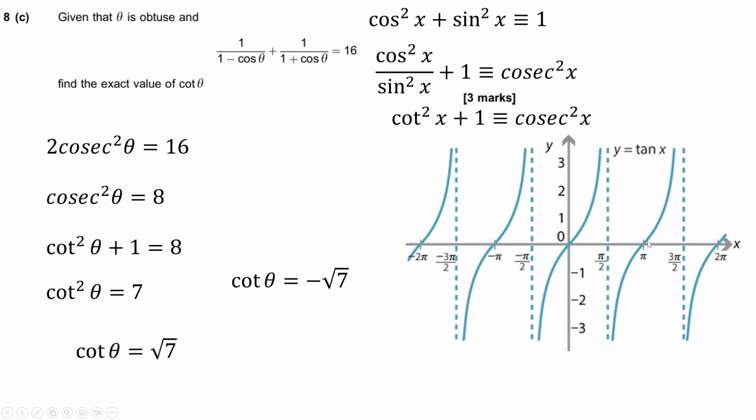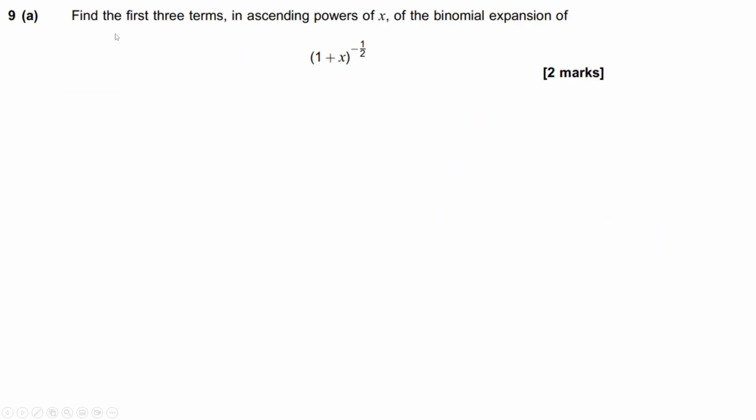Now you notice that at these points, tangent is negative, right? But it also means that cotangent would also be negative, because if you just do 1 over a negative, you're still going to get a negative. So cotangent is negative whenever theta is obtuse, i.e. between pi over 2 and pi. So of these two solutions, we actually only want this one, and we can discard this positive solution.